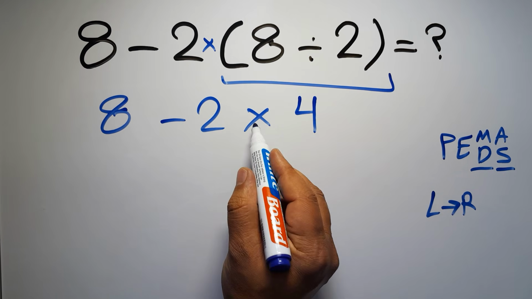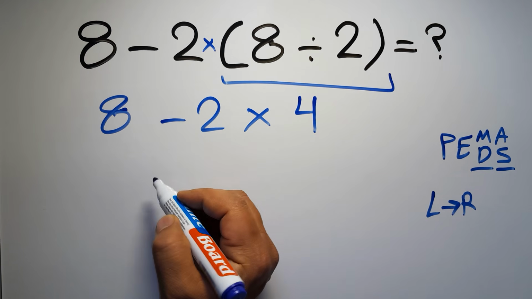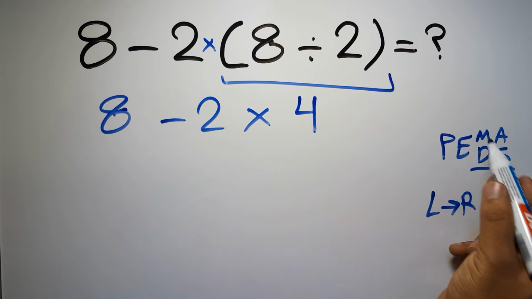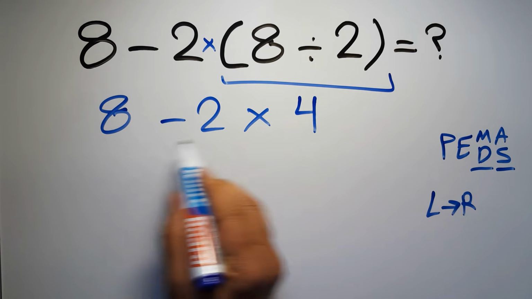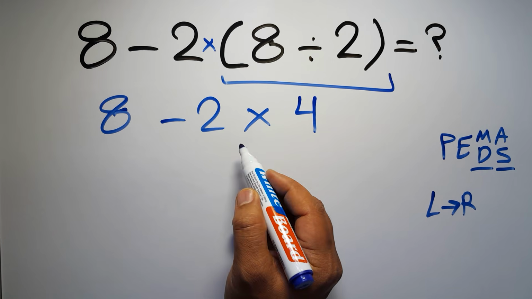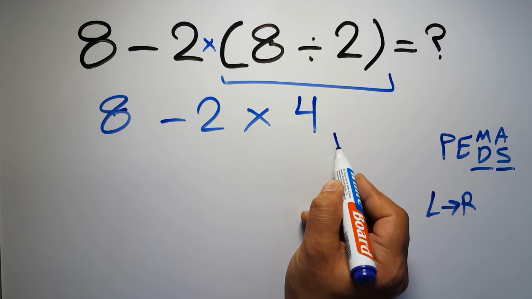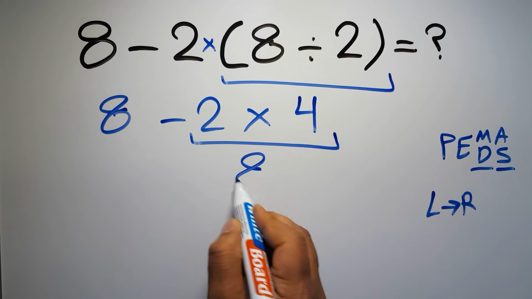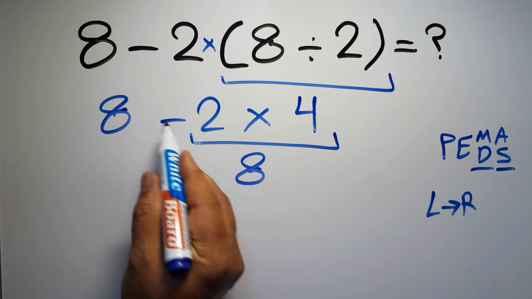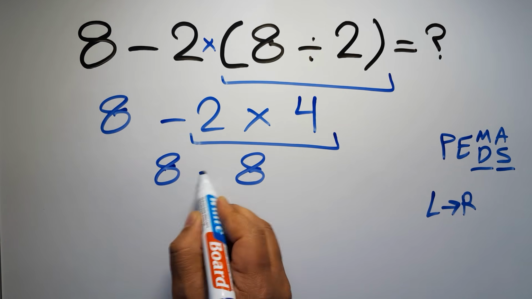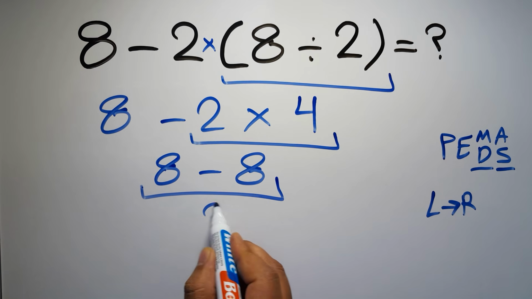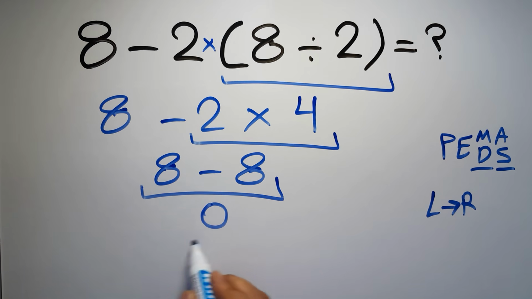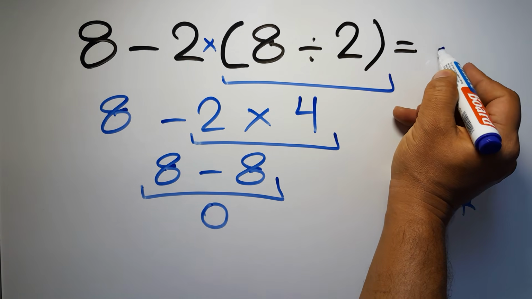According to the PEMDAS, multiplication has higher priority than subtraction, because multiplication comes before subtraction. So here first we have to do this multiplication. 2 times 4 equals 8. So we have 8 minus 8 is just 0. And this is our final answer to this problem. The correct answer is 0.